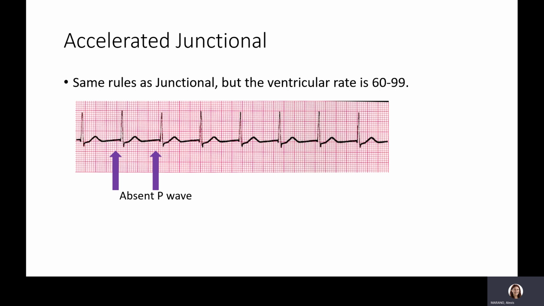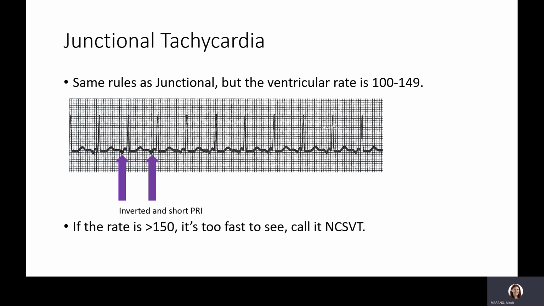So it has the same rules as junctional, but the ventricular rate is going to be somewhere between 60 and 100, or 99 for you type A personalities. In this case, we have no P wave, but if the P wave was inverted or retrograde, we could also do that. Here we have junctional tach. You can see the P wave here is inverted. Again, our ventricular rate is somewhere between 100 and 149 or 150. If it starts to go faster than that, we lose the ability to see the P waves, and we're going to go ahead and call it SVT. So just be looking at that rate if you do have something you suspect is junctional.